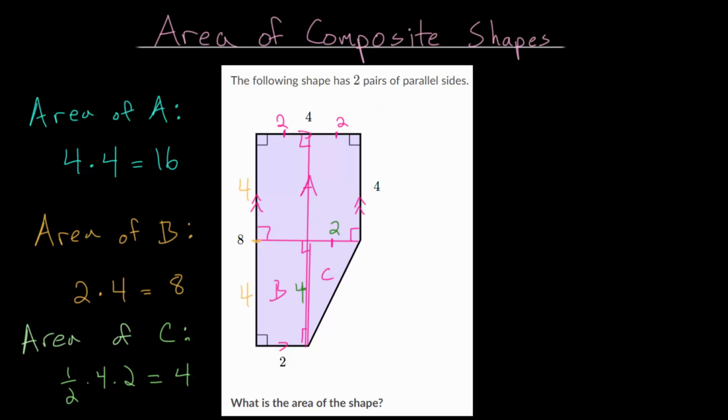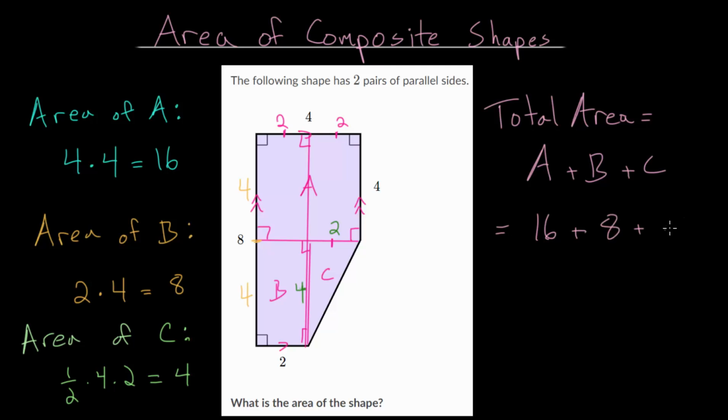So we can say the total area is just the sum of all three of these small areas. So it's A plus B plus C, and we know A is 16, B is 8, and C is 4. So 16 plus 8, that's 24, plus 4 more is 28, and we don't have units, but we can say this is 28 square units.